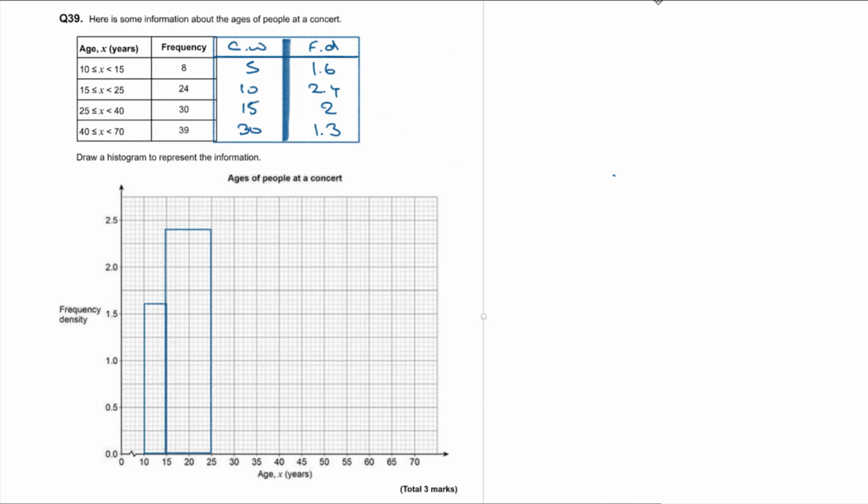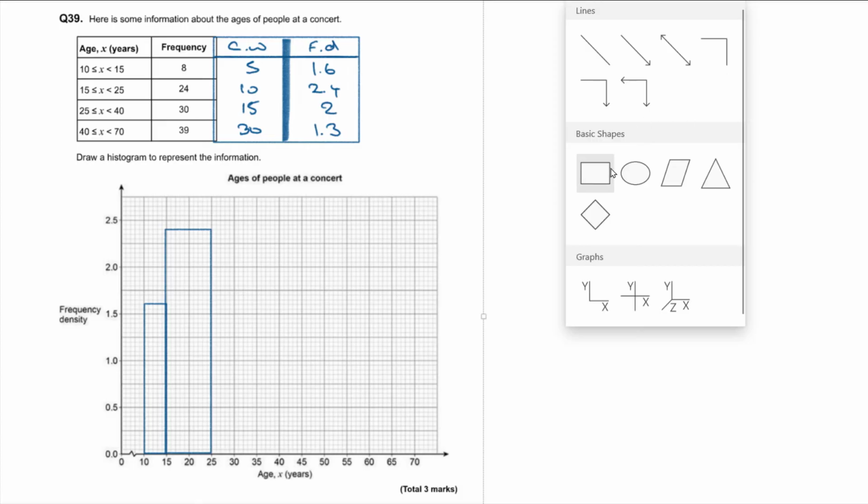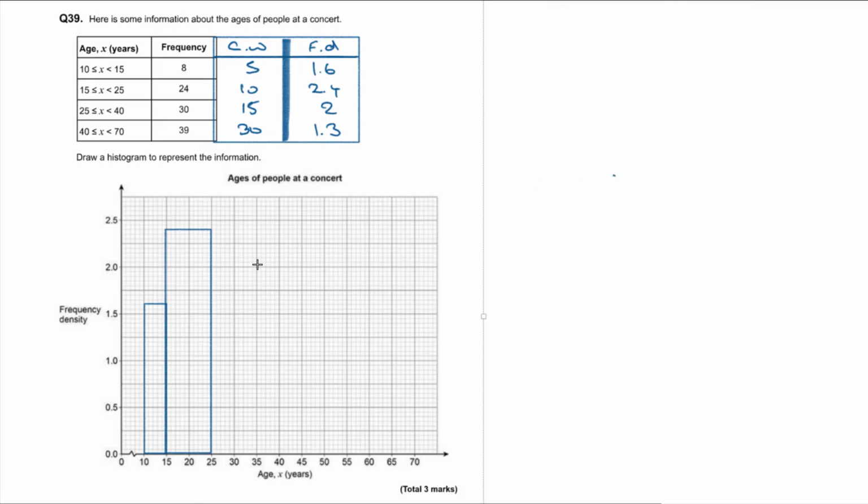And then 2, that's a little bit easier to draw. I think I can manage that. Right, there we go. And where's that going from? That's going from 25 to 40, so this wide. And then finally 1.3, width of 30 from 40 up to 70. So 1.3 is going to be 6 little squares above 1. Yeah, so that's how I'm going to draw mine.